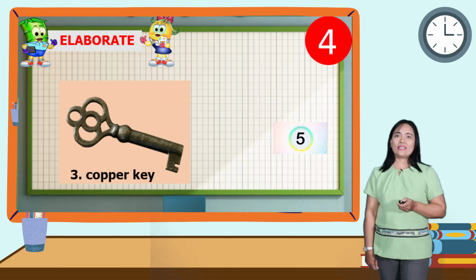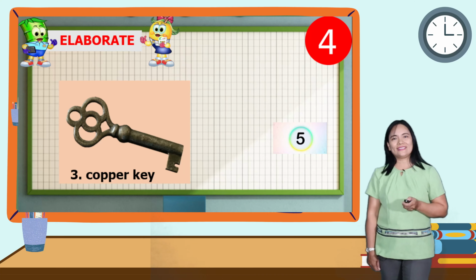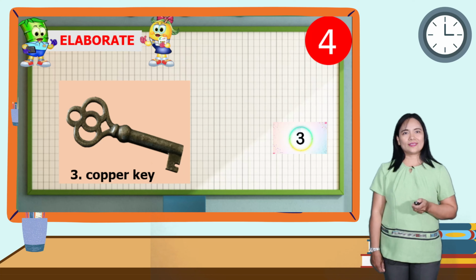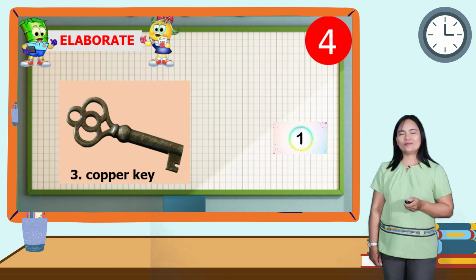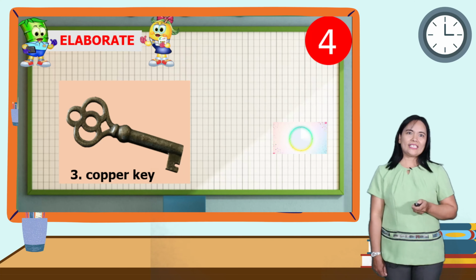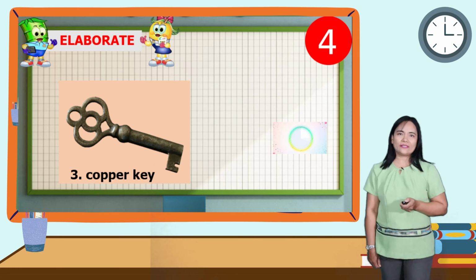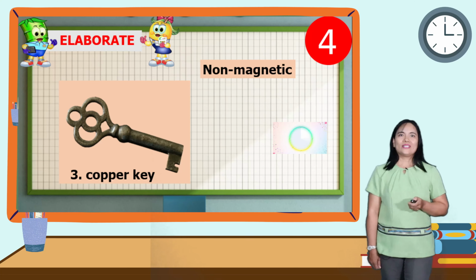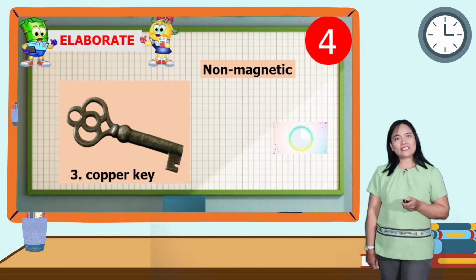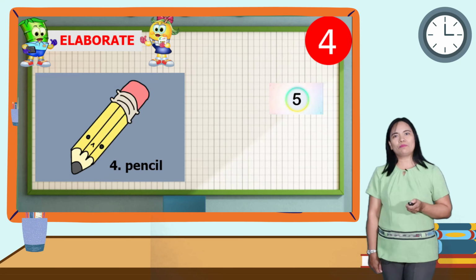Number 3 is a copper key. I'll give you 5 seconds to answer it. Write your answers in the comment box. Time starts now. Okay, time is up. The correct answer there is non-magnetic. Do you have the same answer as mine? Very good. What about number 4?